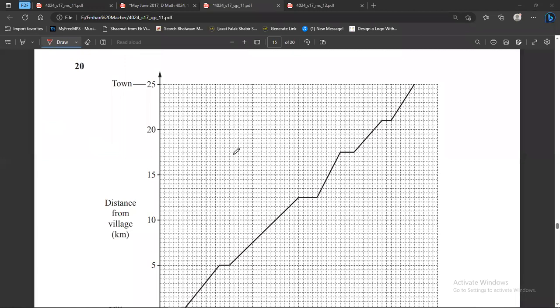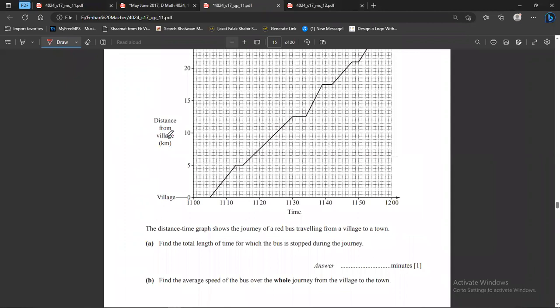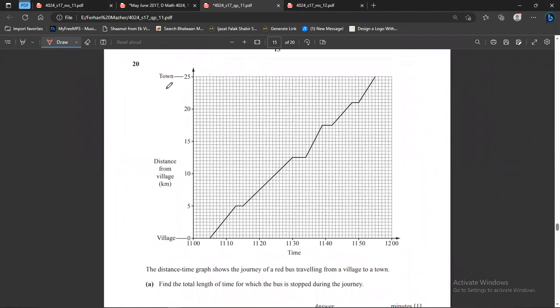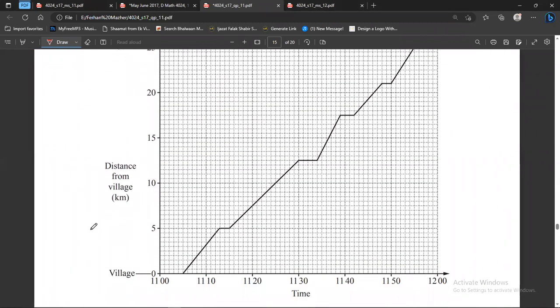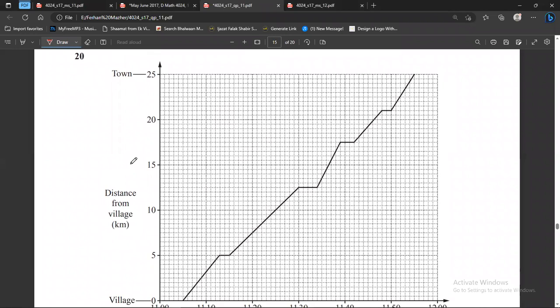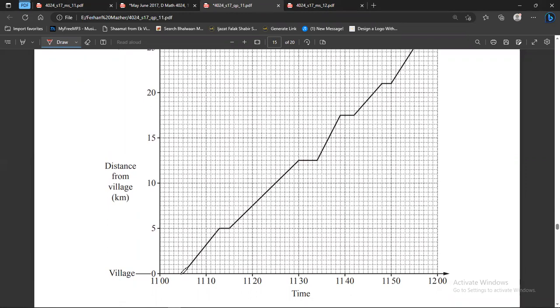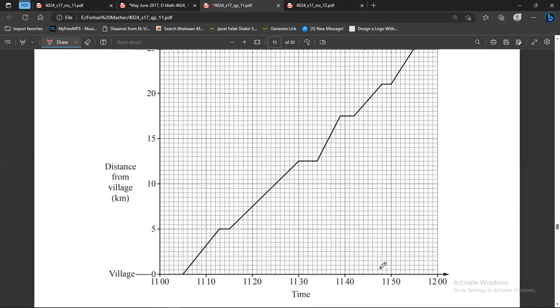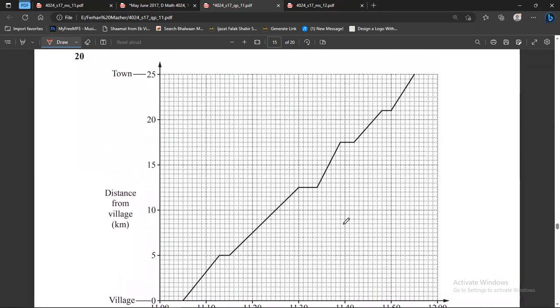So we have question number 20 here. We have a distance time graph. Distance time graph means that here on the y-axis we have the distance, on the x-axis we have the time. So this is village and this is town. They are 25 kilometers apart. Someone has started traveling at 11:05 and they have completed their journey at 11:55. So totally they have taken 50 minutes to complete their journey.